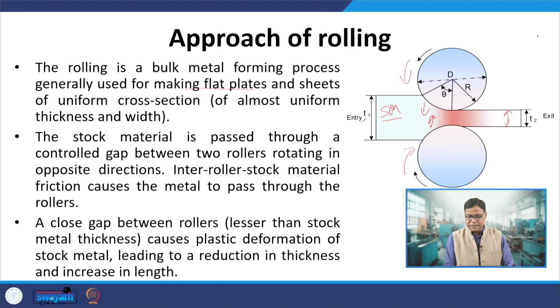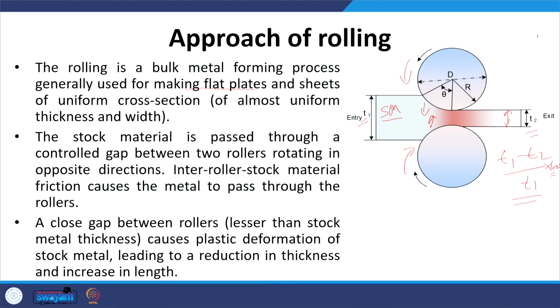Initially, if the thickness is T1, then after rolling the thickness is reduced to T2. The extent of change in thickness after rolling is T1 minus T2. This is the change in thickness, and if we divide it by the initial thickness, this gives us the reduction. When it is multiplied by 100, we get the reduction percentage. How much reduction takes place depends on multiple factors, including the roll diameter, and the gap between the rollers will determine the kind of reduction which takes place.